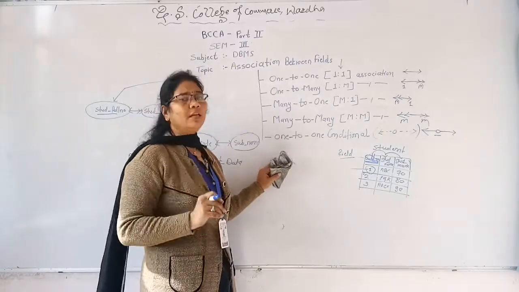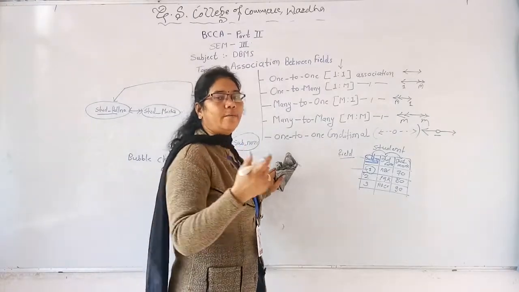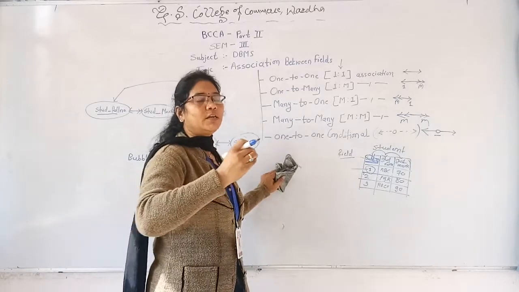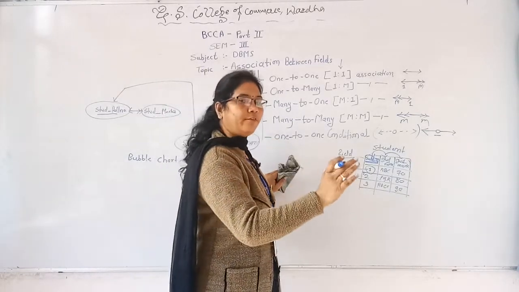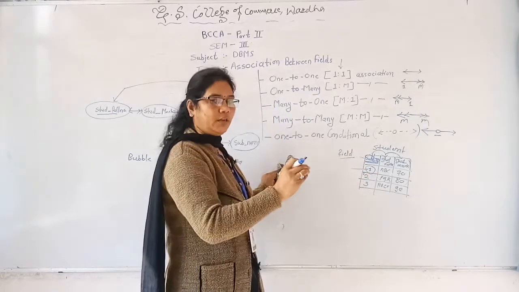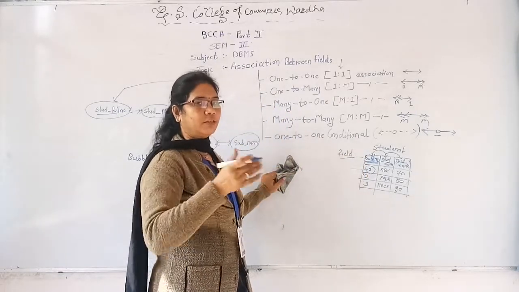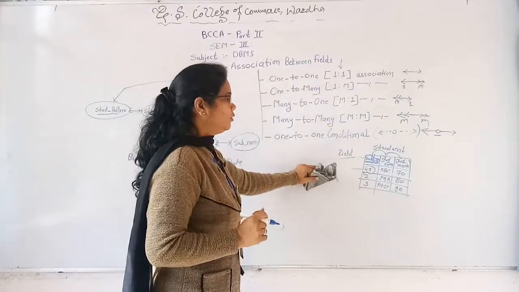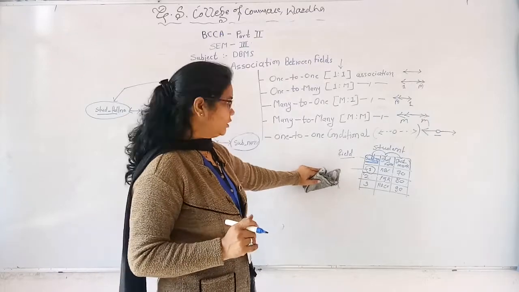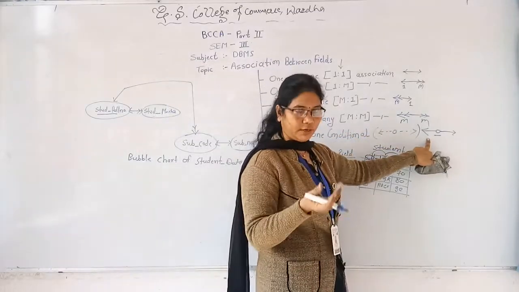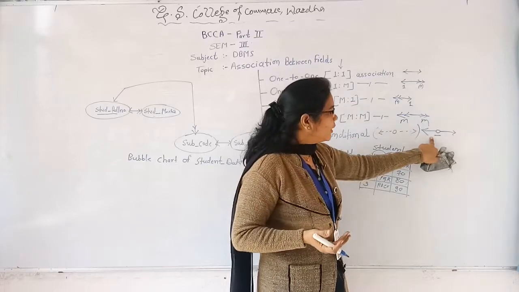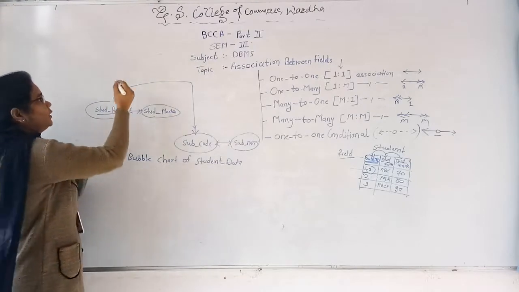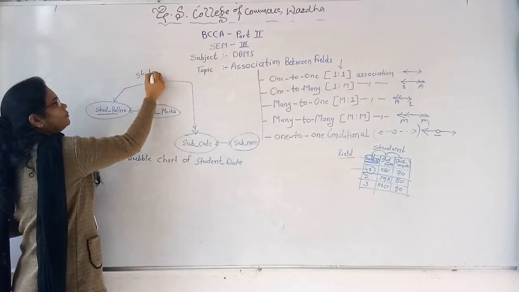So again, simple example, when we admit some patient in a particular hospital, so there is a relation between patient and bed number. If the beds are free to admit that particular patient, then and only then will it be admitted. So this is nothing but the one to one conditional. So how we can recognize or how we can represent it? By using this arrow.